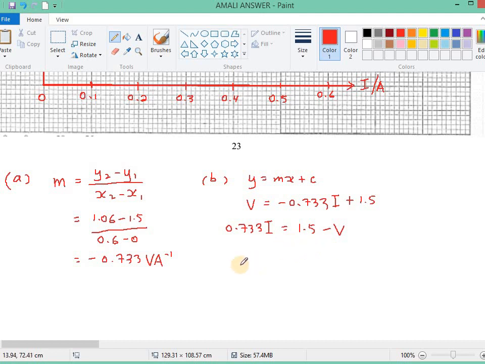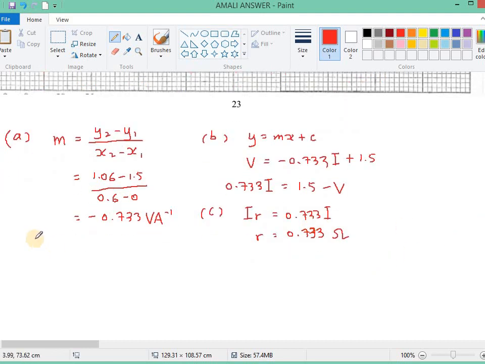Okay, after that C, they want you to calculate the resistance, right? So you can straight away write it, or you can show the calculation, but I don't think there will be a mark for calculation. So IR equals 0.733 I. So R will be equal to 0.733 ohm. Okay, so this is the internal resistance.